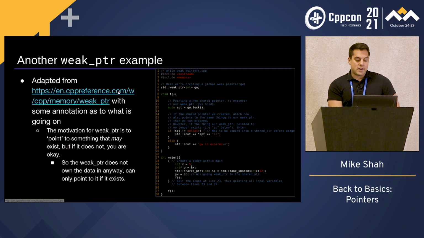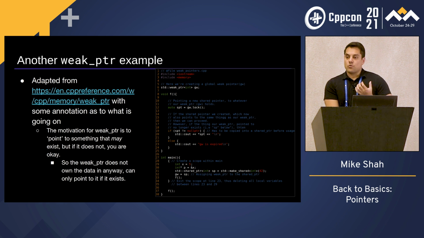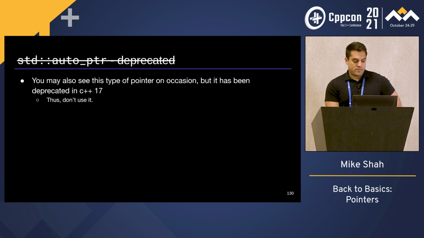Okay, and here's another weak pointer example, just so you have two in the slides, because I think this is the more weird example, but I'm going to defer this to the end in the sample code. And I did lie, there was a fourth type of pointer that's gone, so you don't have to worry about it. Don't use it. auto_ptr.